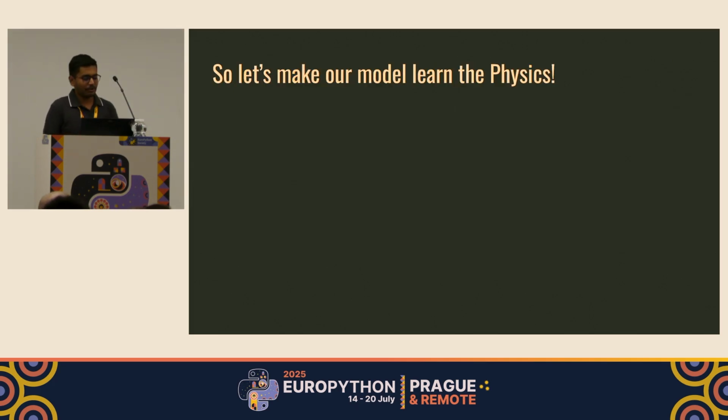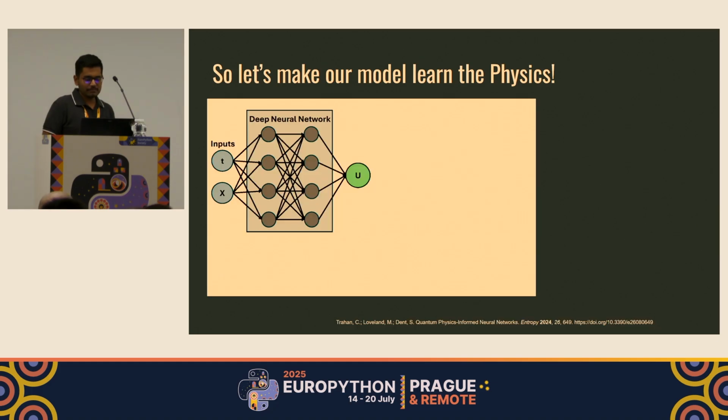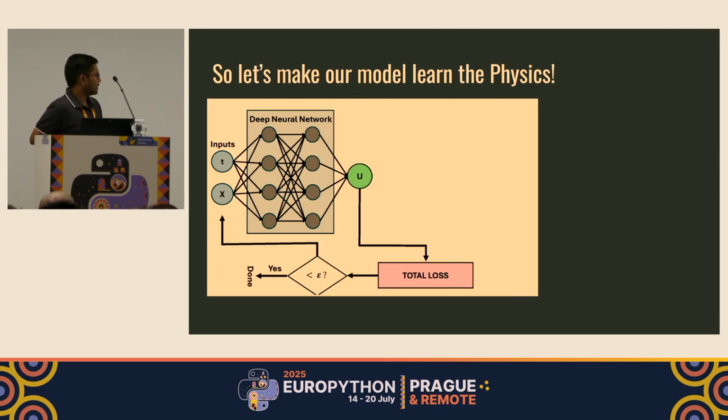So let's make our model learn the physics of the problem. So this is a usual deep neural network. X and T are the inputs, which are usually temporal and spatial coordinates in the case of scientific simulations, and u is the quantity that we are predicting. It can be temperature, it can be position, it can be anything. And in usual machine learning, what we do is that we just calculate the data loss by comparing with the reference data, and we backpropagate it.